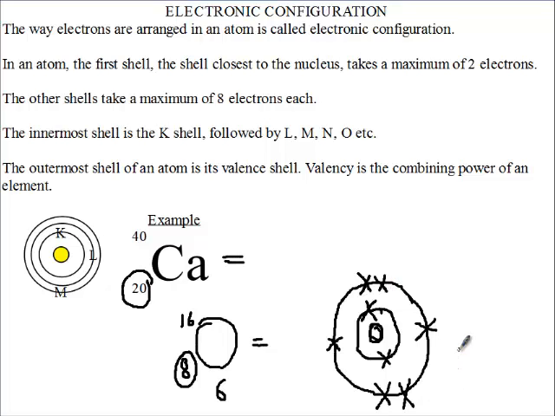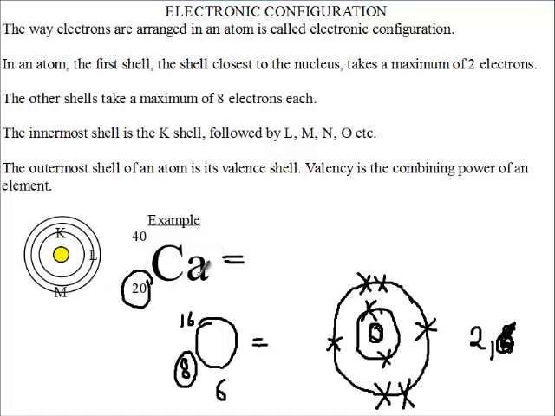Now, this can be listed as 2, 6. 2 for the innermost shell, and 6 for the next shell.